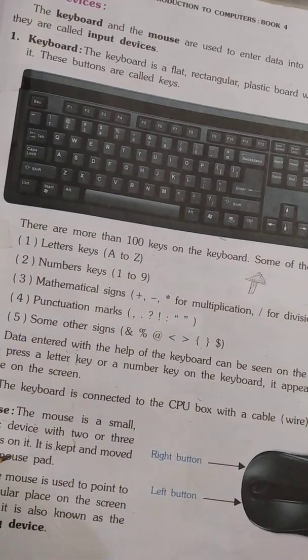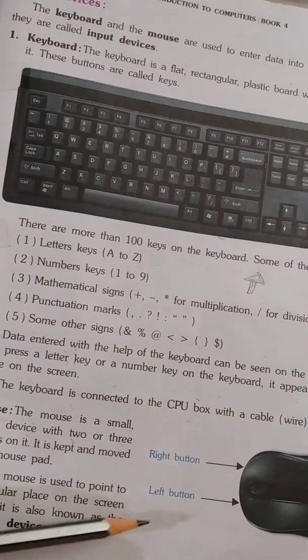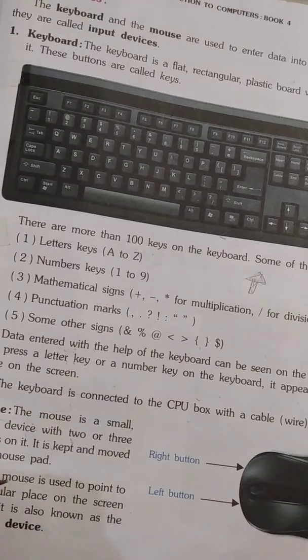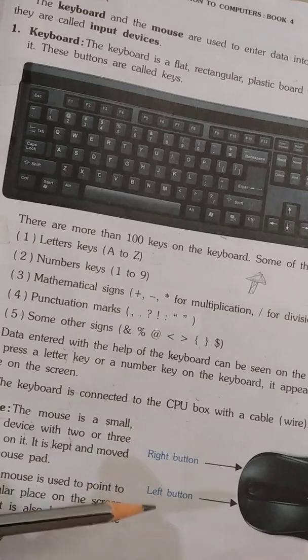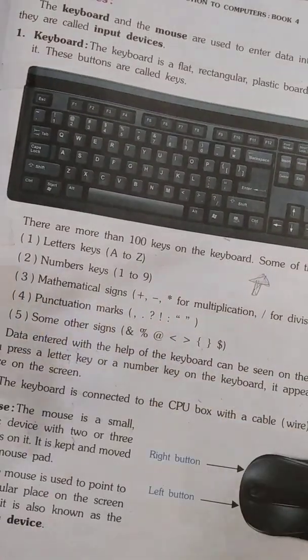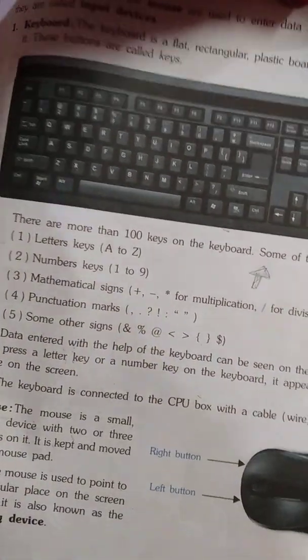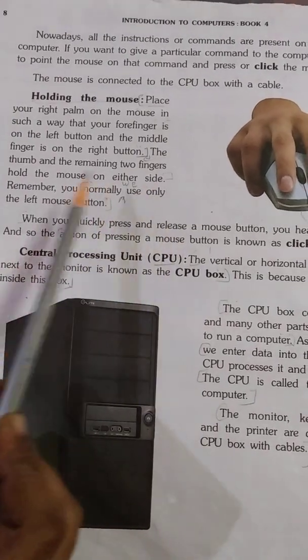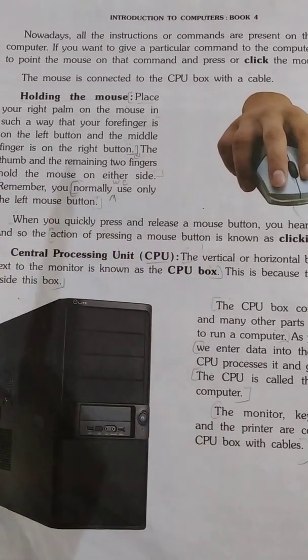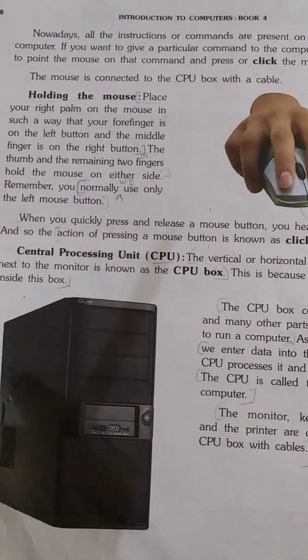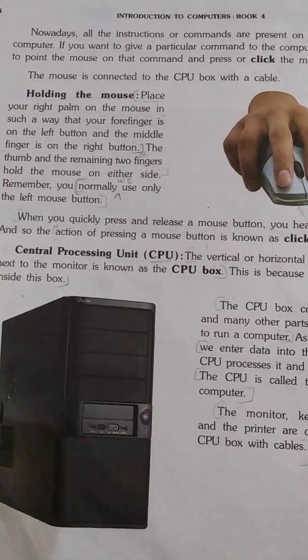And what is a mouse? Again, it is a small plastic device and it is kept on the mouse pad. It is also known as a pointing device. And I have shown you how to hold the mouse. Yes or no? Do you remember? Yes, how to hold the mouse with the help of the palm.